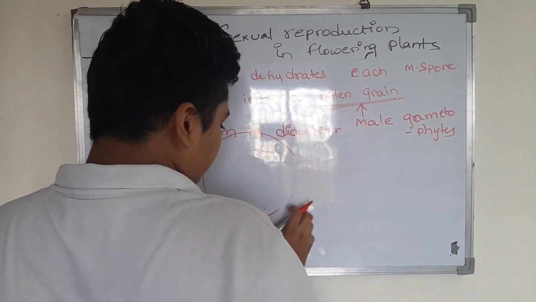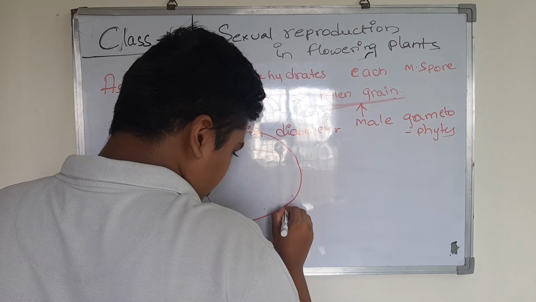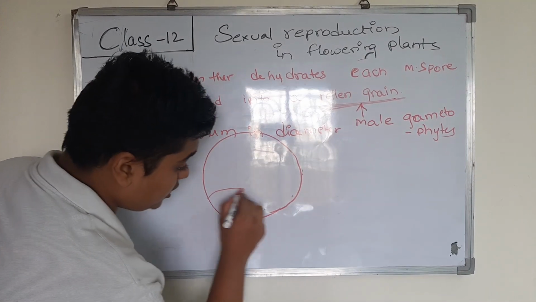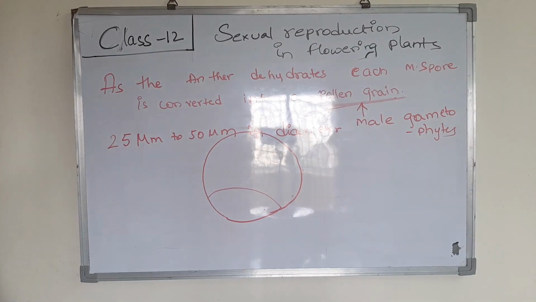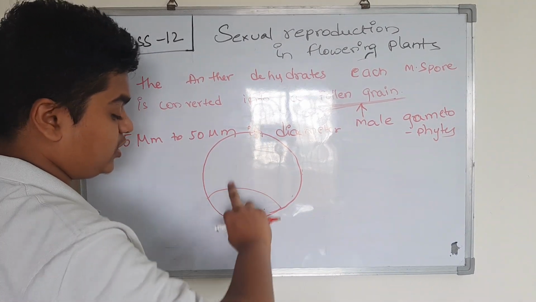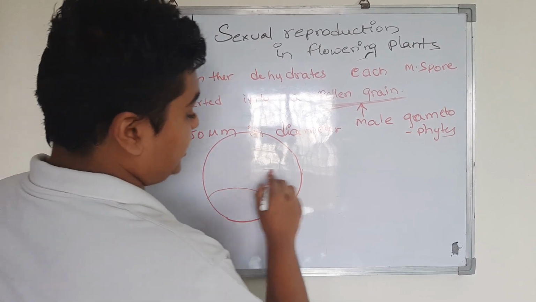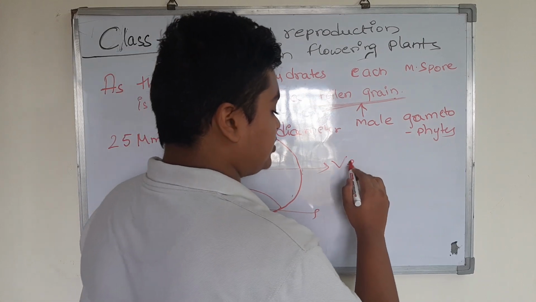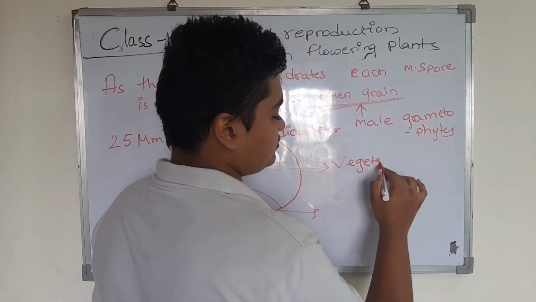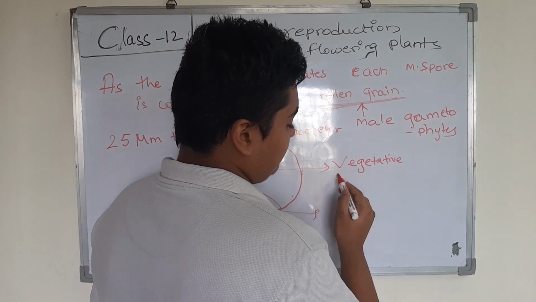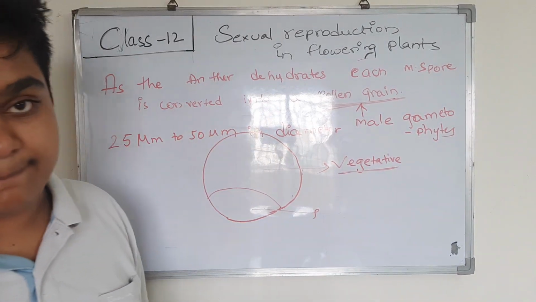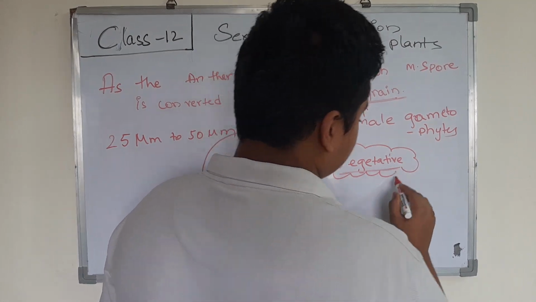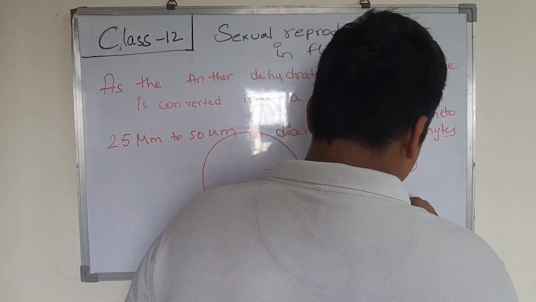Pollen grains are of different shapes and sizes and different structures. Each pollen grain consists of cytoplasm and is divided into two cells. One is a bigger cell, and the second one is a smaller cell. The bigger cell is your vegetative cell. Every time, see guys, the vegetative parts are bigger in size, and it consists of an irregularly shaped nucleus.